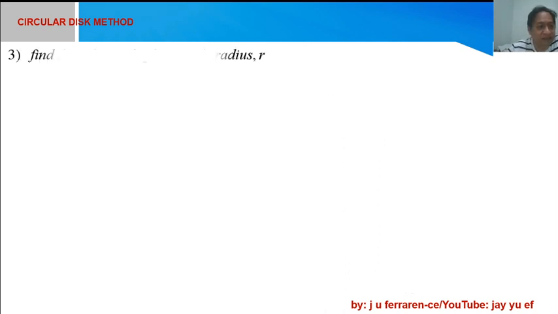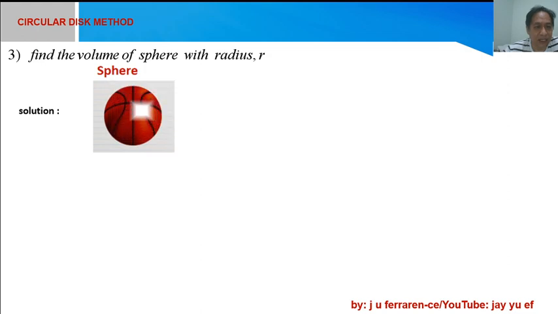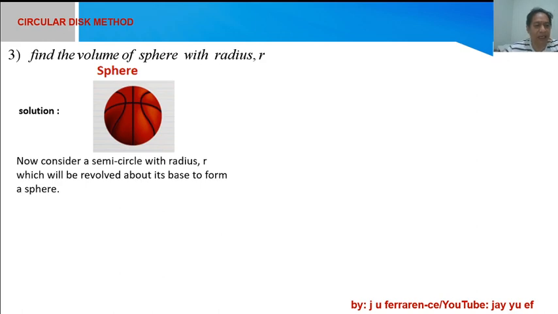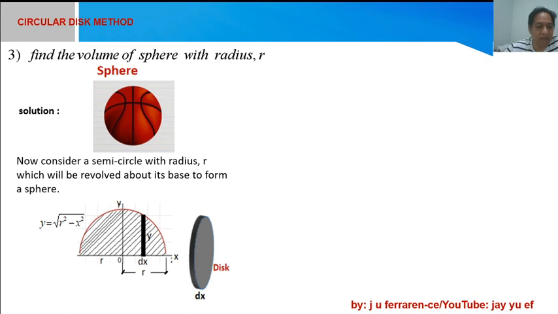Okay, the third. So this is actually intended to show a derivation of a common geometric figure. We are asked to find the volume of a sphere with radius r. So just to show a sphere, say this is having a radius of r. What is the volume of the sphere? Now, let us try to consider a semicircle with radius r, which will be revolved about its base to form a sphere. Say we have a semicircle, which is like this.